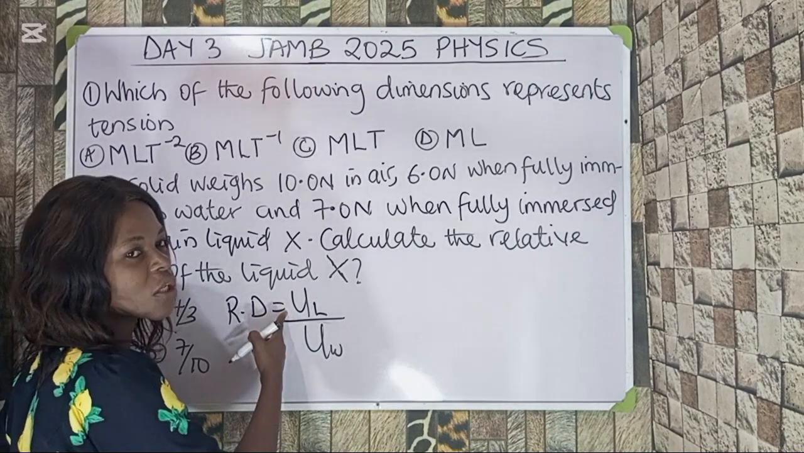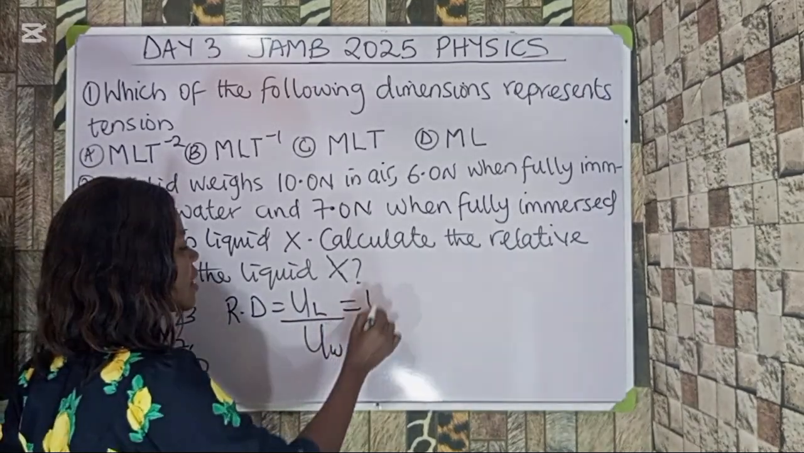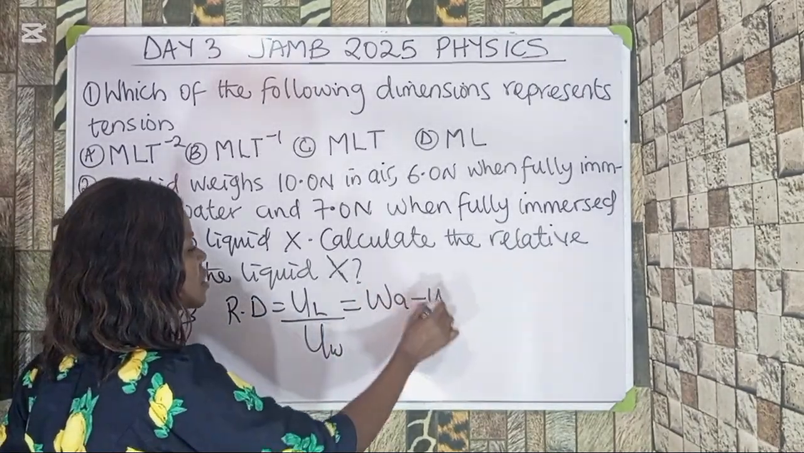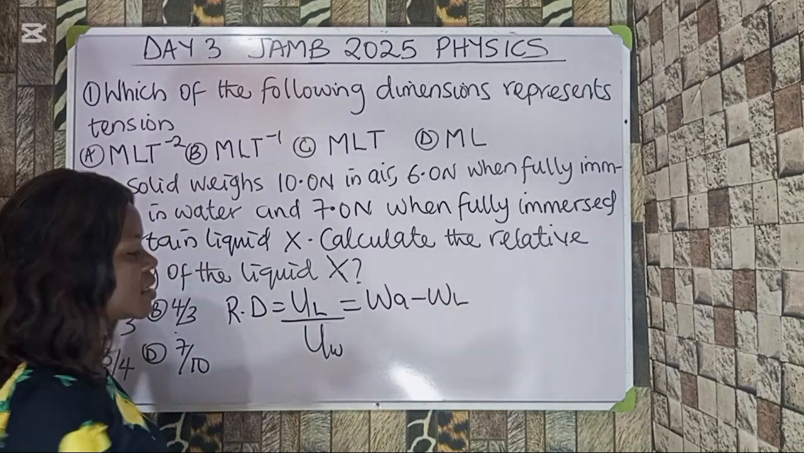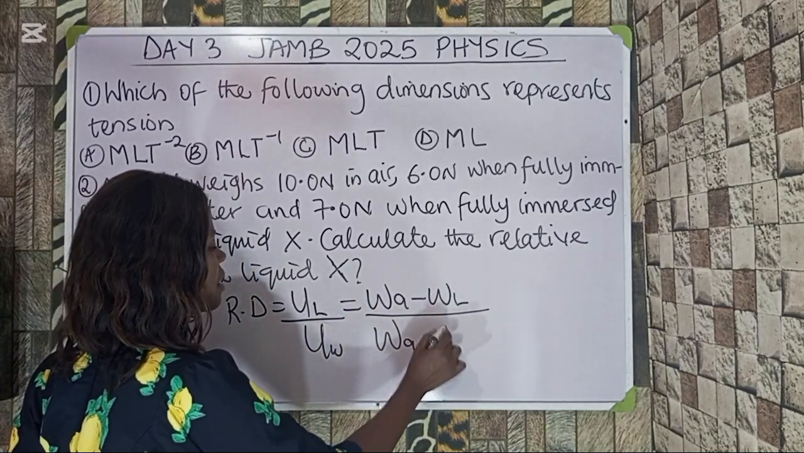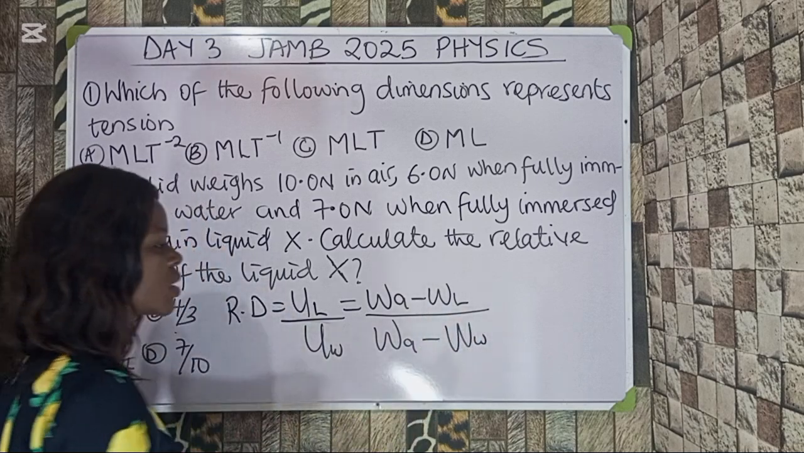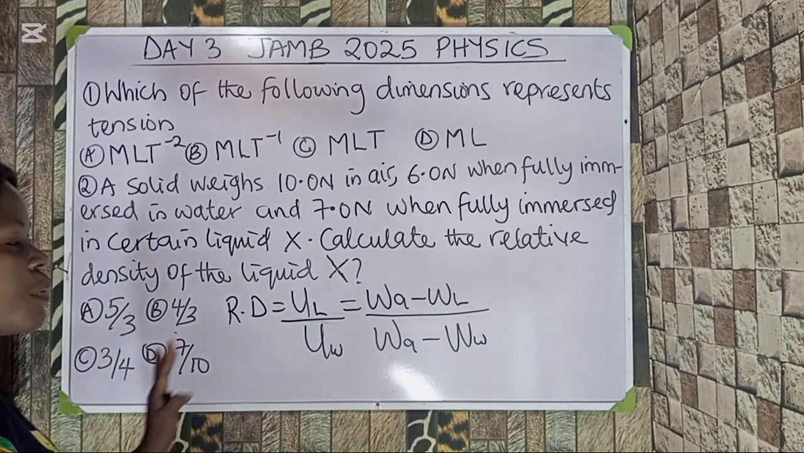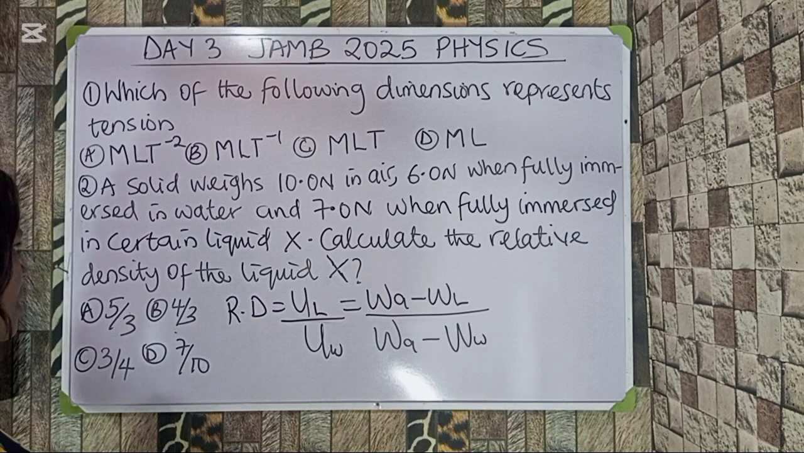Now, the upthrust here is going to be weight in air minus weight in liquid, then divided by the upthrust here, which is weight in air minus weight in water. Is that clear? So let's just simply put in what we have to get our answer.